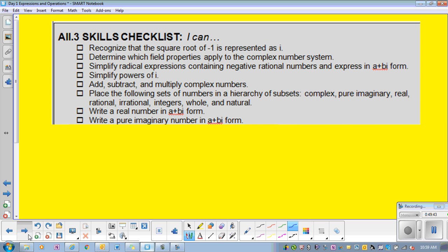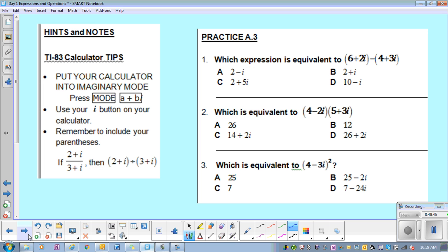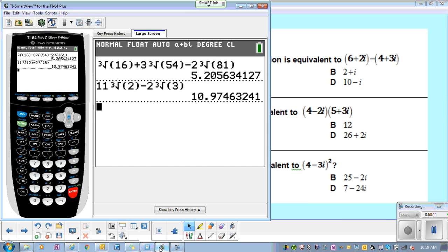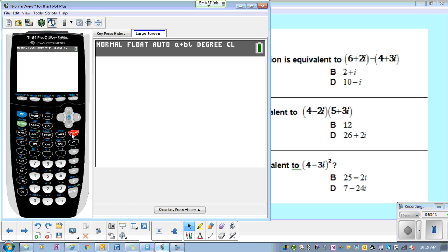Now, the last part, and this is the best part, it's the easiest part. Everyone needs to be doing this. Guys, the first thing you need to do when you get your calculator is go to mode and make sure that your calculator is on A plus BI mode. So go to mode, A plus BI. Because I guarantee you, when you get your calculators on SOL day, it's not going to be on A plus BI mode. So go to mode.